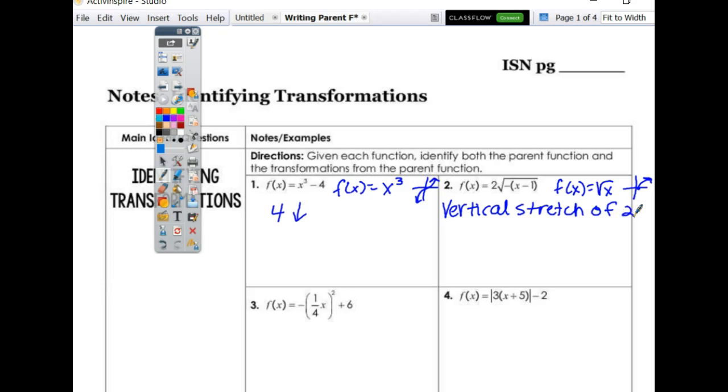Is the minus outside or inside? This minus? See, the parent function, the minus sign is inside, right? It's not outside, it's in. Oh, okay. So the minus sign is in the parent function. So that means it's reflecting over the y. And then the minus 1 is really a shift to the right.